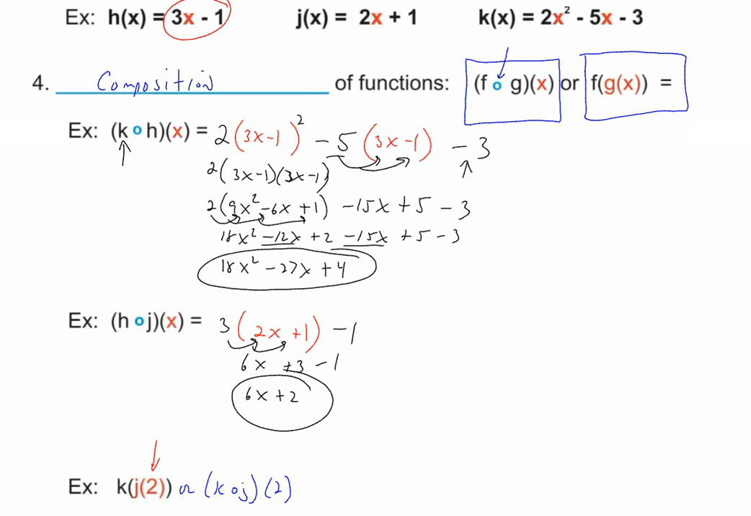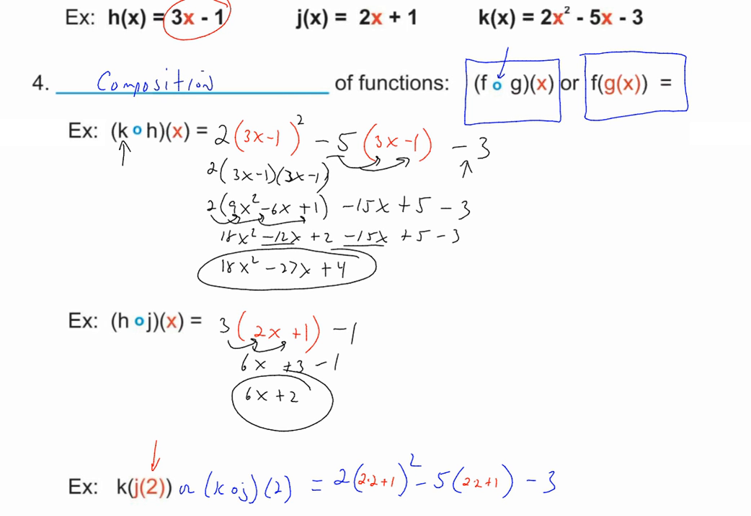Same thing. Okay, so what do I do? I take the k function, which is 2 times x squared minus 5 times x minus 3, right? Wherever the x is, I'm putting that parentheses. I'm going to take my red here, and now I have to do j of 2. But look what's going to happen when I do j of 2. 2 times 2 plus 1, right? Isn't that j of 2? And the same thing here, 2 times 2 plus 1. Oh, this is easier because we get a number.